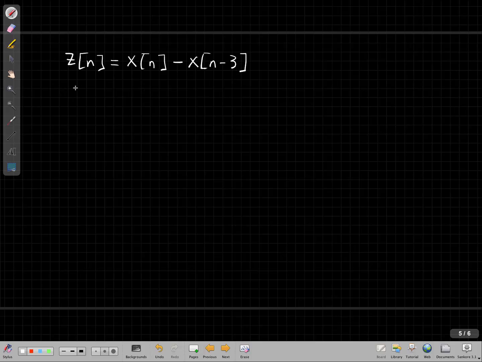Again, using the Fourier properties and linearity, this is telling me that I get the Fourier series for x of n minus the Fourier series of the delayed version.